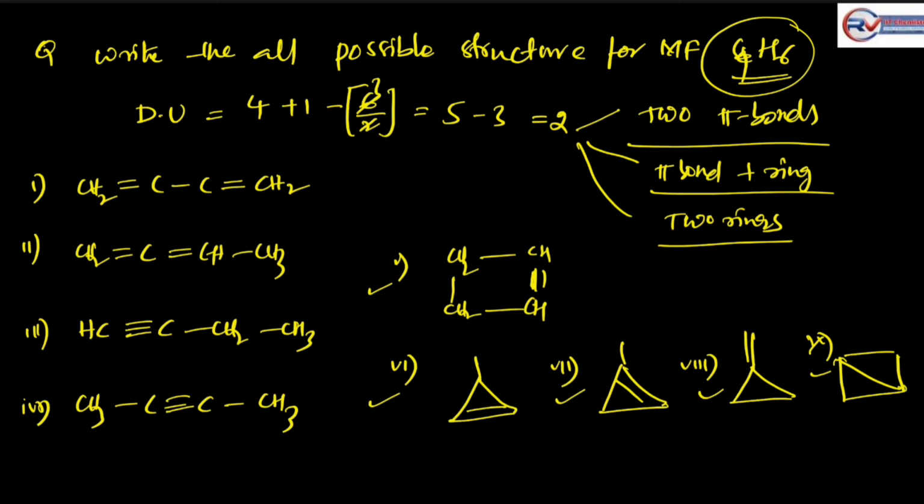Okay. This is a short trick to find the DU, DBE or IHD. DU means degree of unsaturation of a compound: the number of moles of hydrogen that must be supplied to the compound so that the compound is converted into an open chain or saturated compound. So this is about DBE. Thank you.